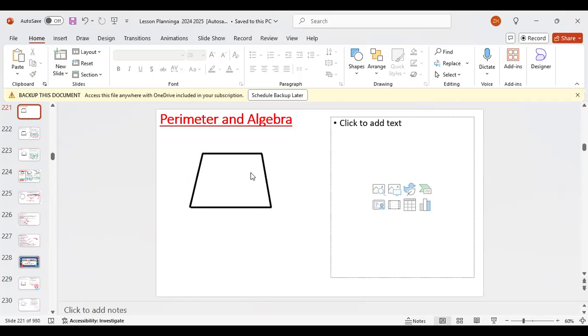Let's say that. Can we draw that? Yeah, definitely draw this. Draw this for me. So we have the shape. What do we call this? What type of shape is this? Trapezoid or trapezium.